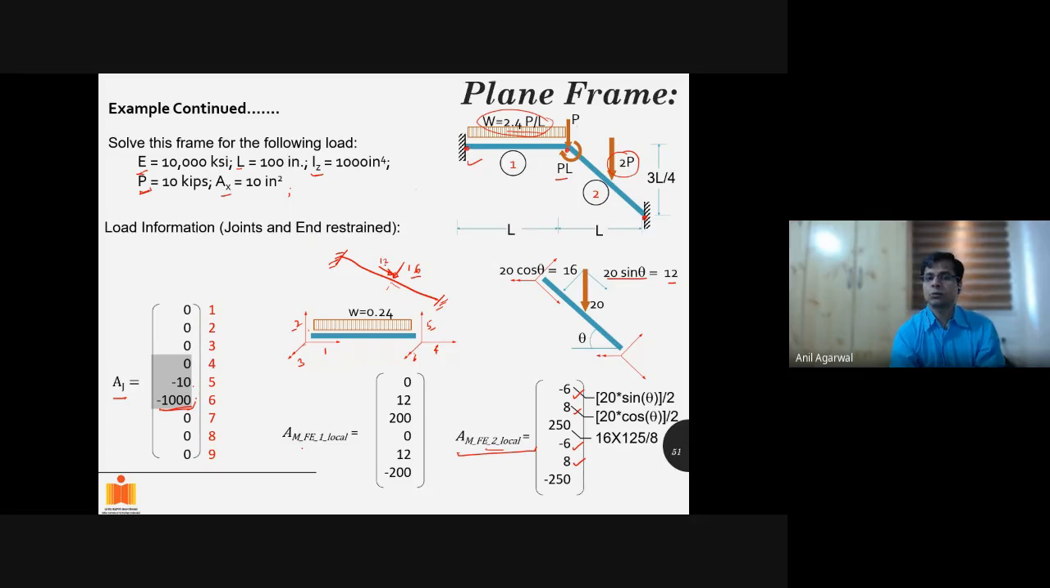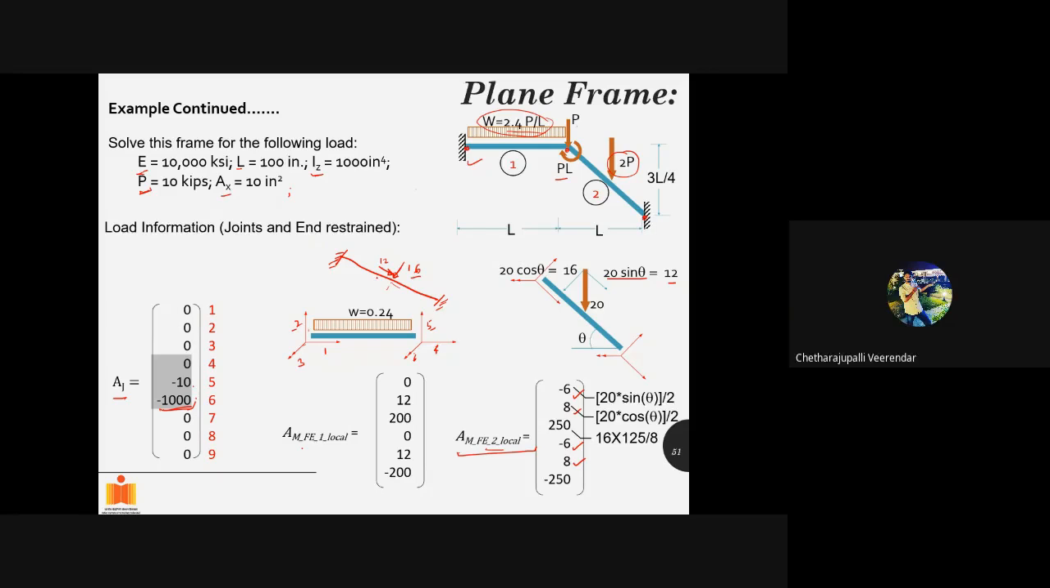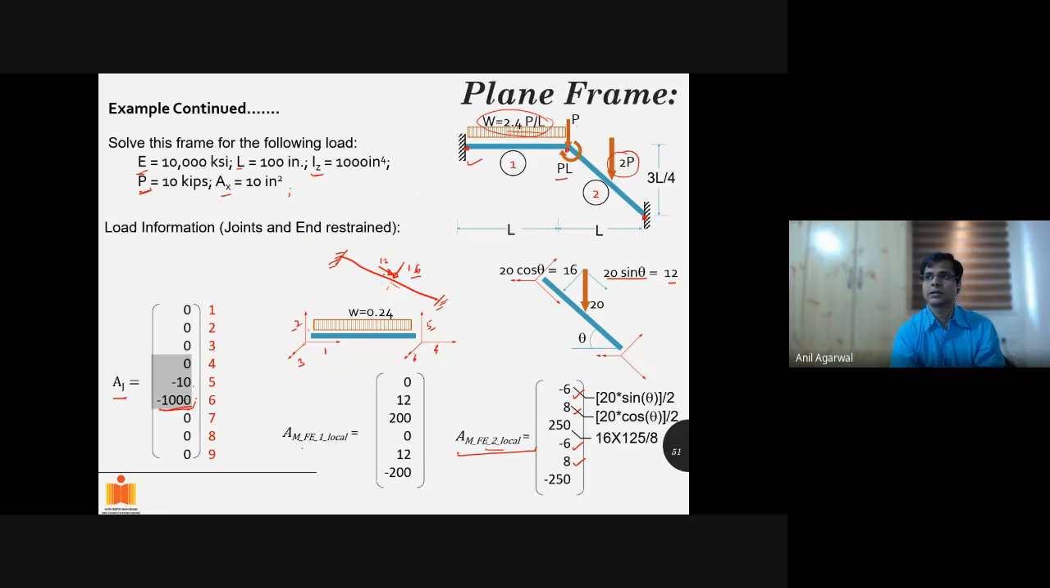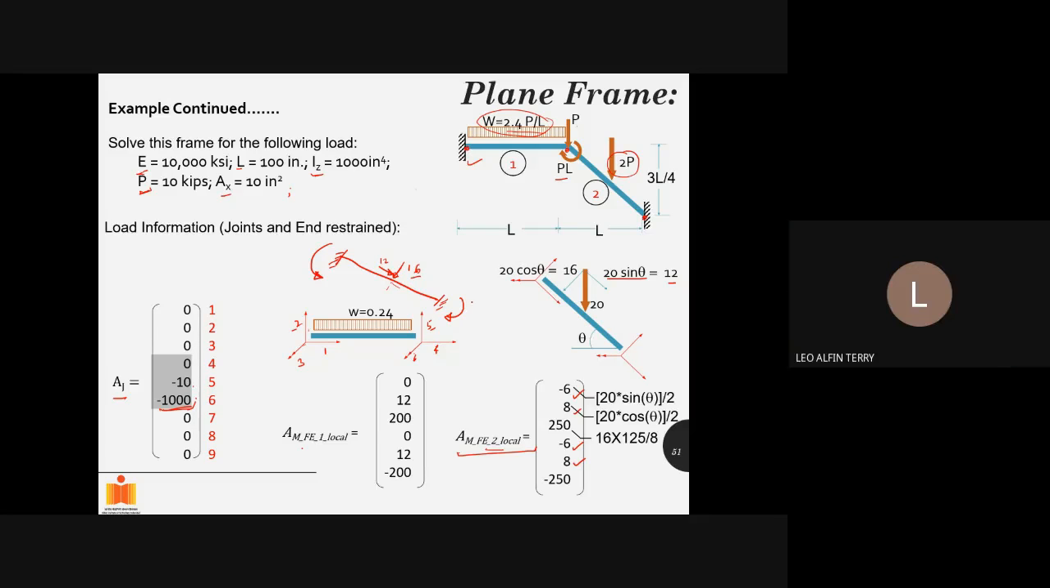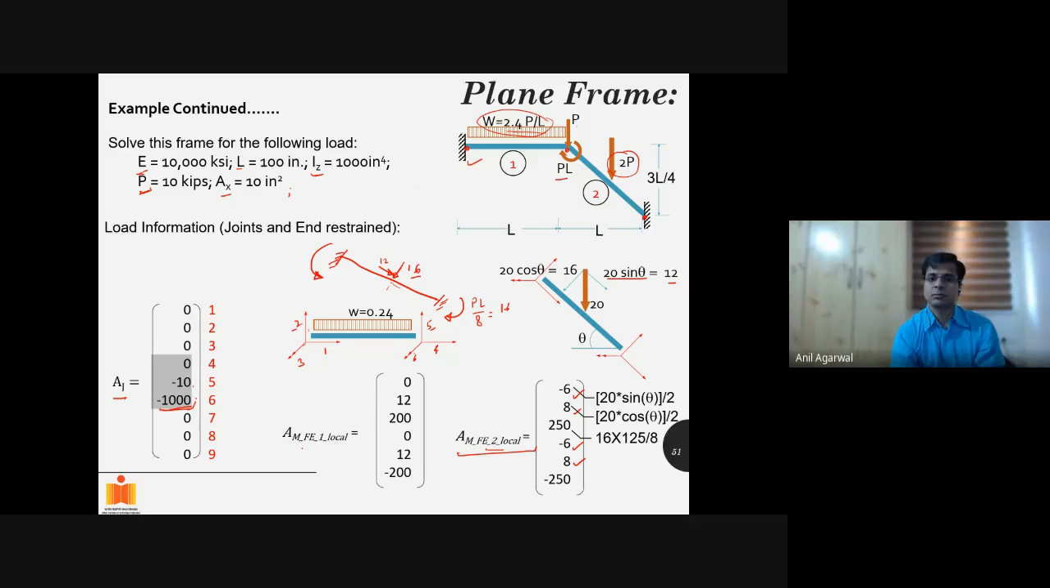Will 12 contribute to any moment reactions at the ends? No, sir. Right? In the local coordinate system, your axial behavior is completely decoupled from the flexural behavior. Good. This 16 will, however, contribute. So what will be the moments? How much is the moment at a fixed beam for a point load? PL by 8. So that is 16 multiplied by 100 divided by 8. Oh, sorry, not 100, 125. The length of this member is 125.